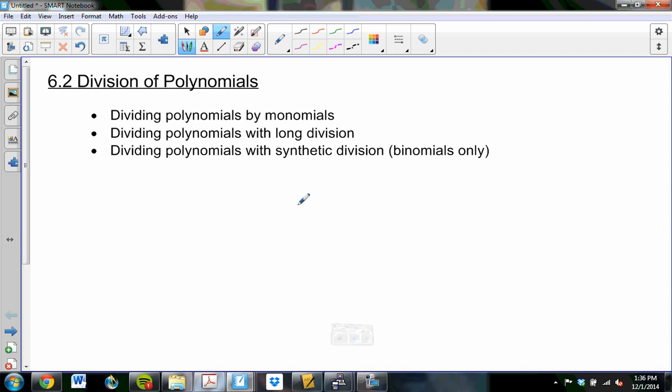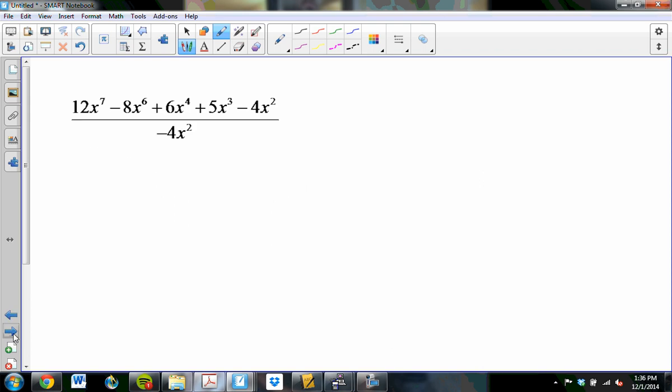6.2 is division of polynomials. We'll talk about dividing by monomials, using long division, using synthetic division. I'm going to start by doing division of a monomial.